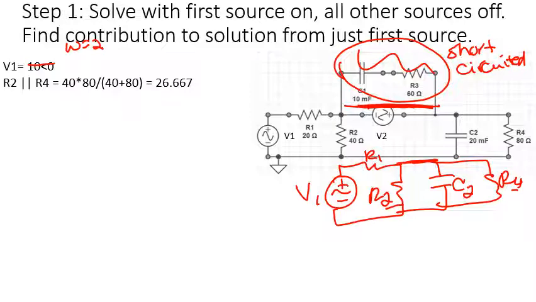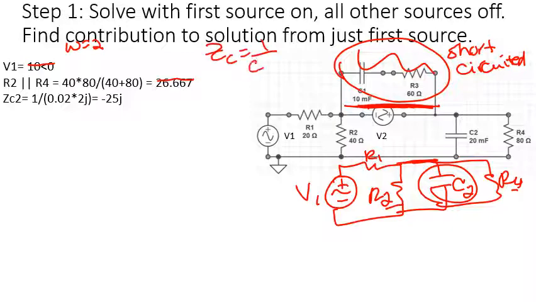So in parallel, they combine to get me an equivalent resistance of 26.667. I also have C2, and it's in parallel with R2 and R4 as well. To combine it in parallel, I need to do that as impedance. Remember, the impedance of a capacitor is 1 over C j omega. So its C is 0.02 since it's 20 millifarads. Frequency, remember, was 2. 1 over j becomes negative j, so negative 25j for that impedance.